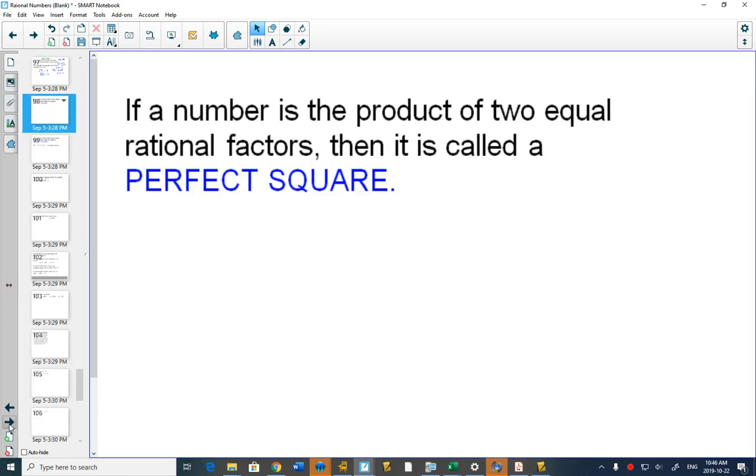If a number is the product of 2 equal rational factors or 2 equal numbers, then it's called a perfect square. 9 is a perfect square because it's 3 times 3. 5 is not a perfect square because you can't have 2 nice numbers multiplied to get it. But 16 is a perfect square because it's 4 times 4. 6.25 that we saw is a perfect square because it's 2.5 times 2.5.